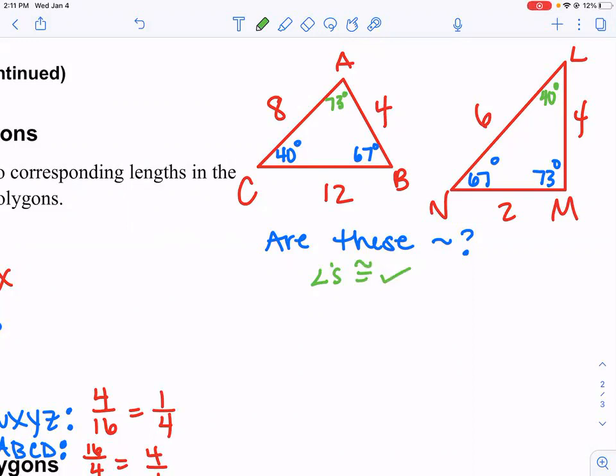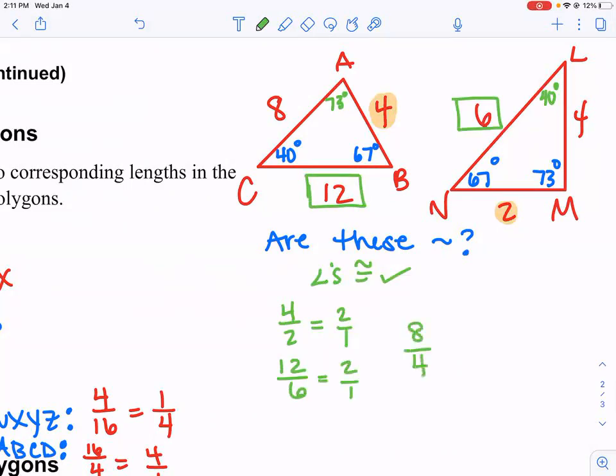Are our sides proportional? So I'm going to take the smallest side over here and match it up with the smallest side over here. What's 4 over 2? Okay. If I take the biggest one and match it up with the biggest one, I have 12 over 6. Oh my gosh. And if I take the medium over the medium. Okay, so our sides are proportional.